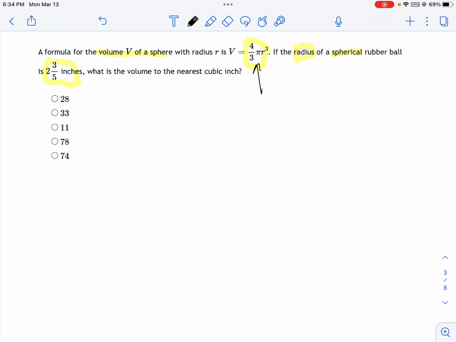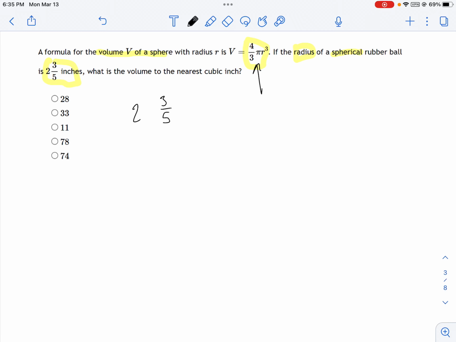All this is a simple plug and chug. You have the formula, literally plug in the information you're given, right? Now, plugging in mixed numbers is really not going to cut it. It's a little bit hard to do arithmetic with mixed numbers, so turn it into something that's not a mixed number first and go from there. So it's alright, so 2 3/5.